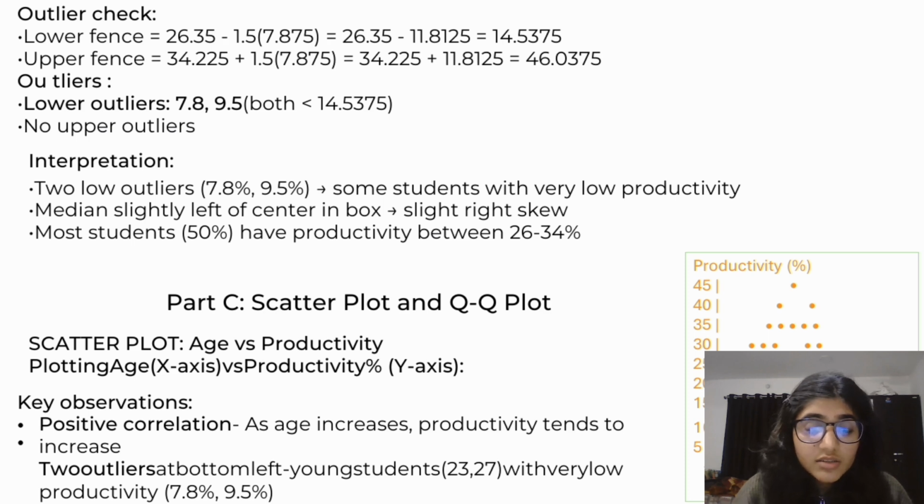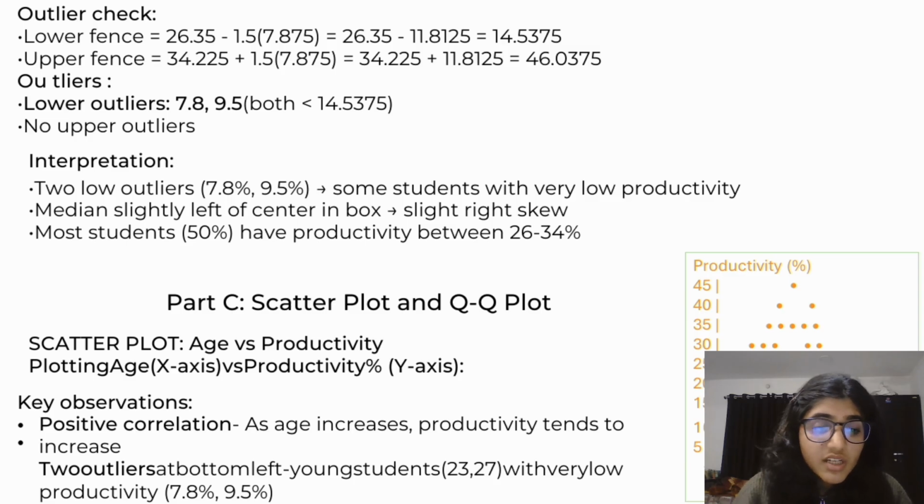Part C is, now we will solve the part C, that is scatter plot and QQ plot, that is quartile plot. So the scatter plot, that is between age versus productivity. So plotting age in x-axis and productivity percentage in y-axis. So this is the graph you can see here.